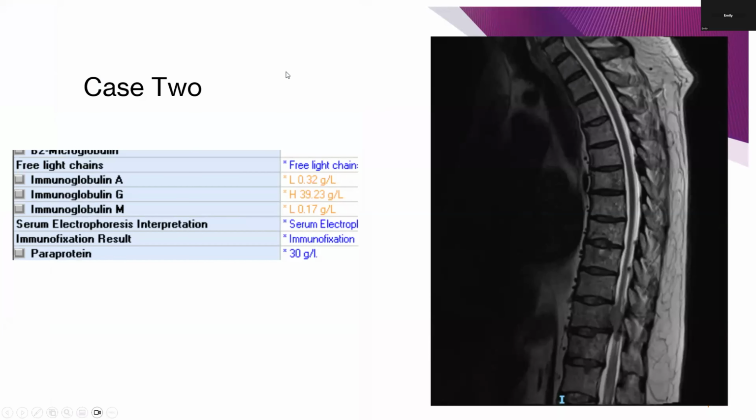So this is his serum protein electrophoresis. He's got a paraprotein of 30 grams per liter. These are his immunoglobulin level breakdowns. We can see here it's almost certainly going to be an IgG paraprotein. This is total IgG, so he's still got 9 grams of normal IgG, but his paraprotein is 30. Free light chain you can't see there, but that would be elevated as well.